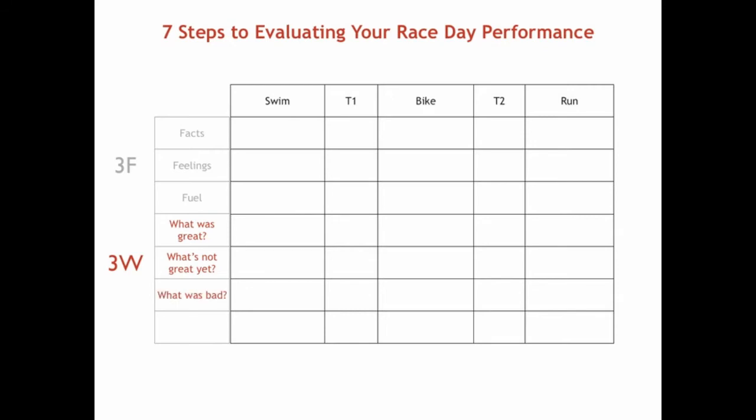The third W is simply, what was bad? What just didn't go your way? Maybe your goggles got knocked off and you really panicked about that. Or you took in a lot of water on the swim. Maybe on the bike, you dropped a water bottle, or maybe you got a flat tire. Now, even though that was out of your control, it's still worth mentioning here so you can start planning how to respond better or how to plan better for next time.